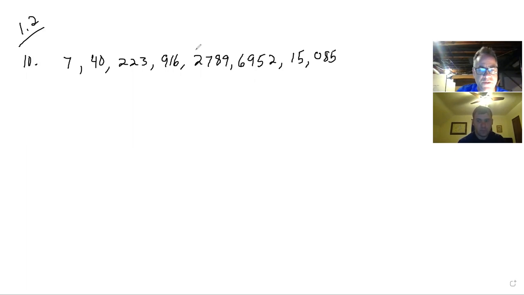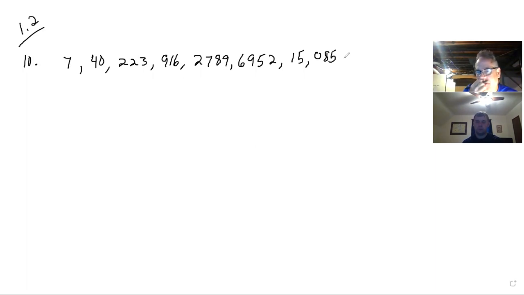If I take any two successive terms, take 2789 minus 916, it's not the same as if I go 916 minus 223. Geometric, I would go 40 divided by 7, get that result, and then 223 divided by 40, and I should get the same result, and then always down the line. So this is neither arithmetic nor geometric.